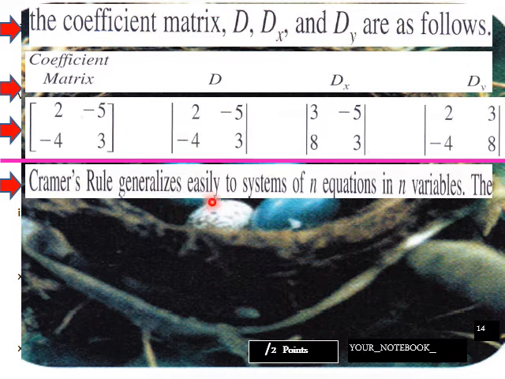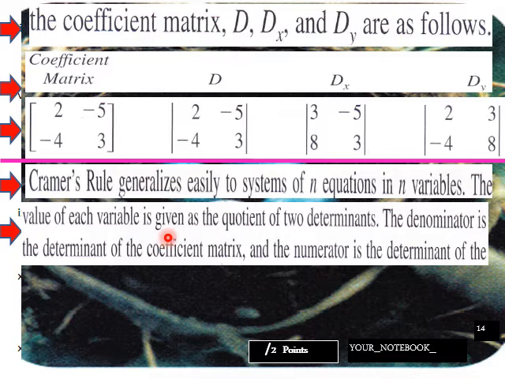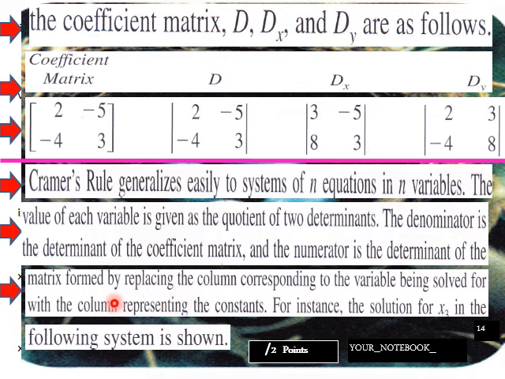Cramer's rule generalizes easily to systems of n equations and n variables. The value of each variable is given as a quotient of two determinants. The denominator is the determinant of the coefficient matrix, and the numerator is the determinant of the matrix formed by replacing the column corresponding to the variable being solved for with a column representing the constants. For instance, the solution for x in the following system is shown.